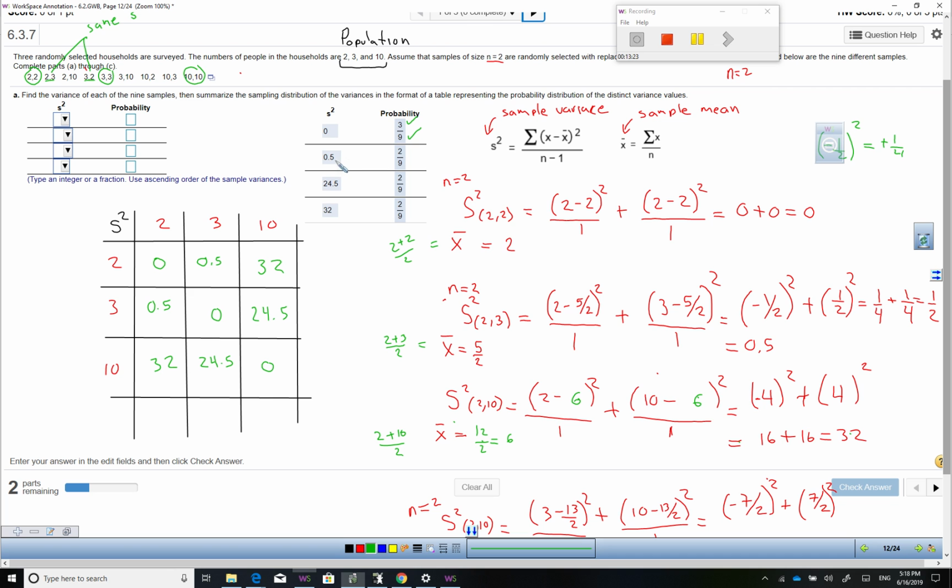How many 0.5 do you have out of 9? You have only 2, 2 out of 9. How many 24.5 do you have out of the 9 combinations right here? You have 2 over 9. We have 2 24.5s out of the 9. And how many 32s? Again, you have 2 32s out of 9. That's how we got this number right here.